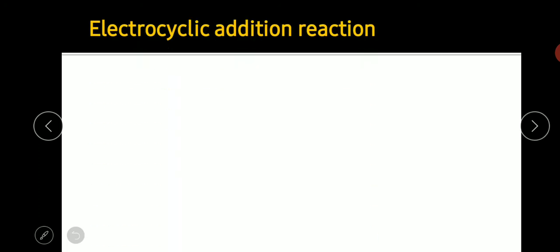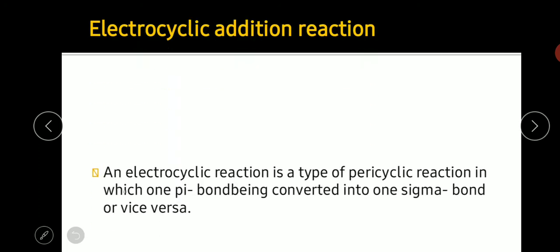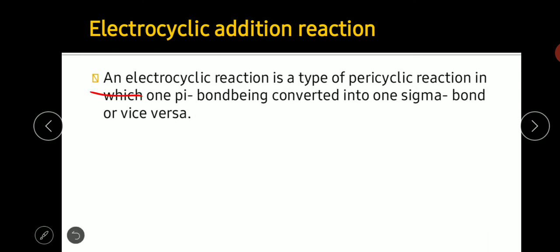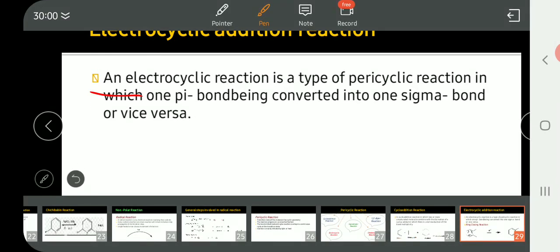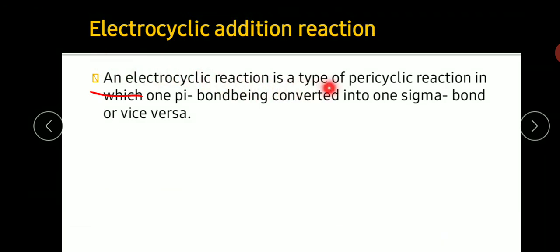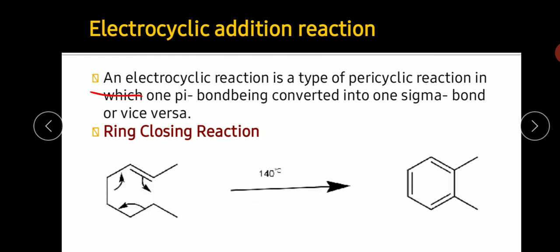Now see the second type of pericyclic reaction. An electrocyclic reaction is a type of pericyclic reaction in which one pi bond is converted into one sigma bond. Now see there are two types of electrocyclic reaction. First one is the ring closing reaction. In this reaction, the reactant is here. These bonds move here, this bond here and this bond here.